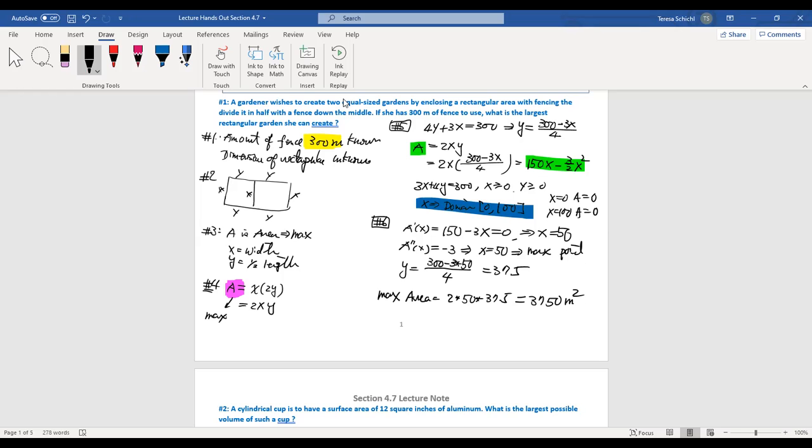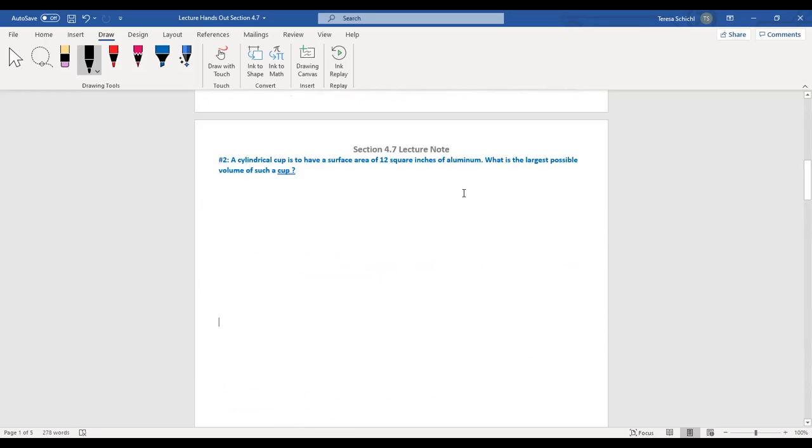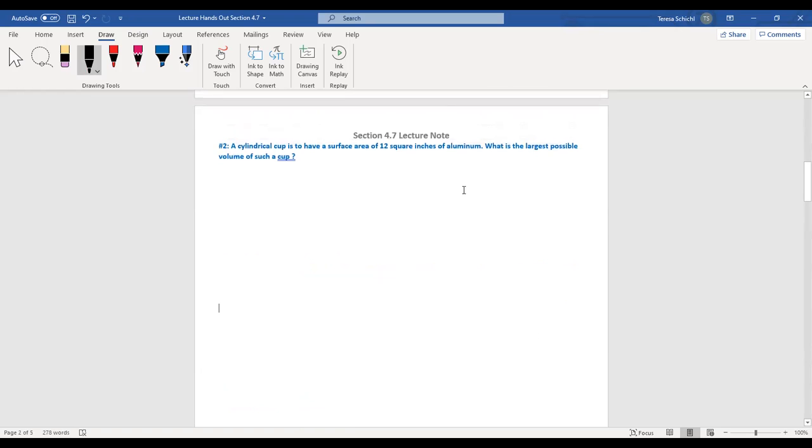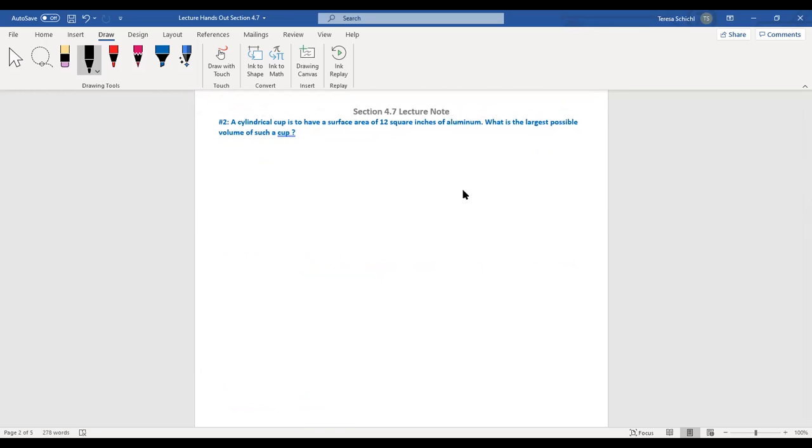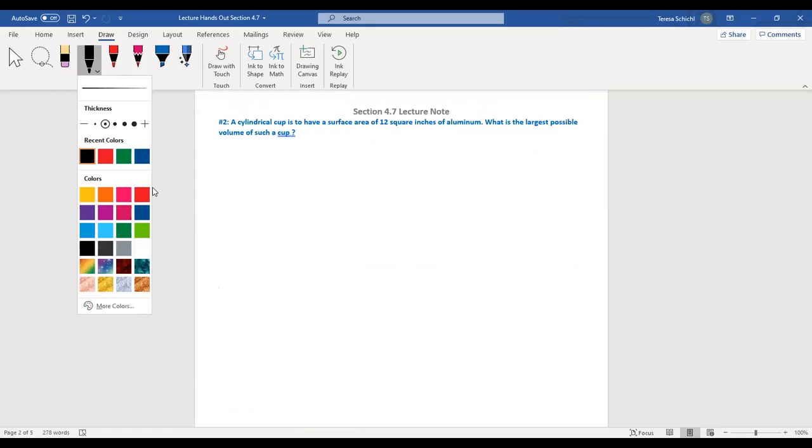Okay, the second problem is here. They tell us a cylinder cup is to have a surface area of 12 square inches of aluminum. What is the largest possible volume for this cup?